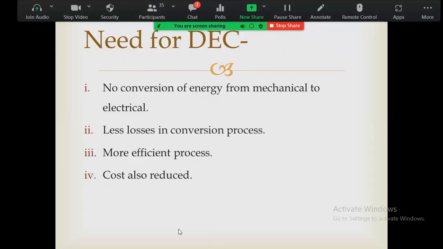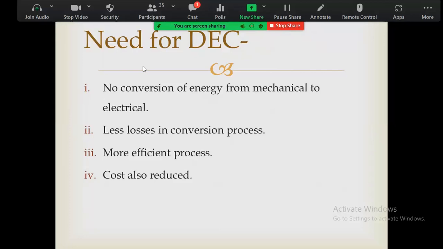Okay, see on the screen here. The need for direct energy conversion and the benefits are also the same here. There is no conversion of energy from mechanical to electrical. That means the available energy need not be converted into mechanical and then to electricity. So these stages are skipped here. That's why one advantage is no conversion of energy into mechanical and then to electrical.